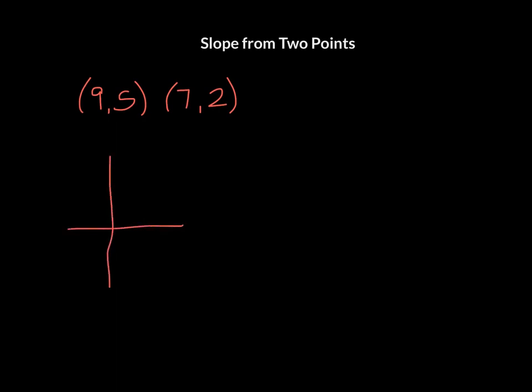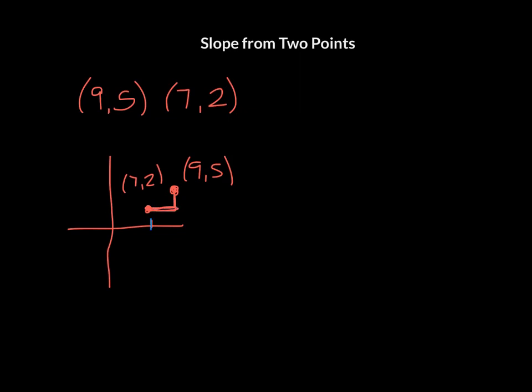So 9, 5 would be around here, and then 7 is less than that, so that would be here, and 2 is less than 5, so that would be here. So this would be my approximate graph, so 9, 5, and then this one's 7, 2. And then I imagine my slope triangle that we learned about before.